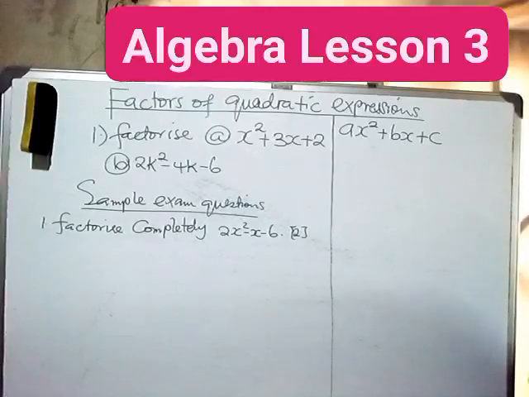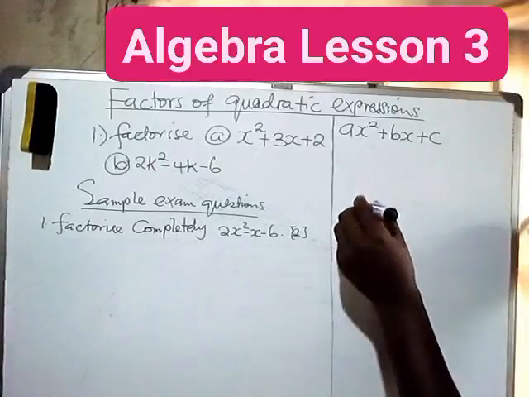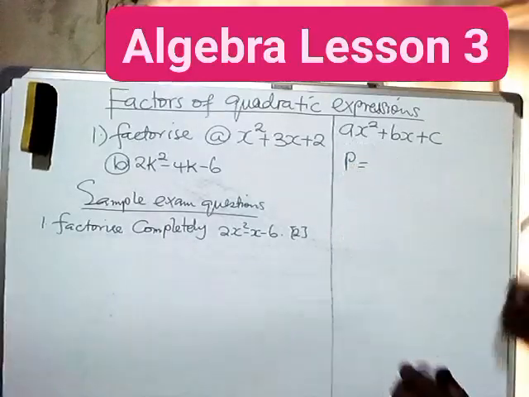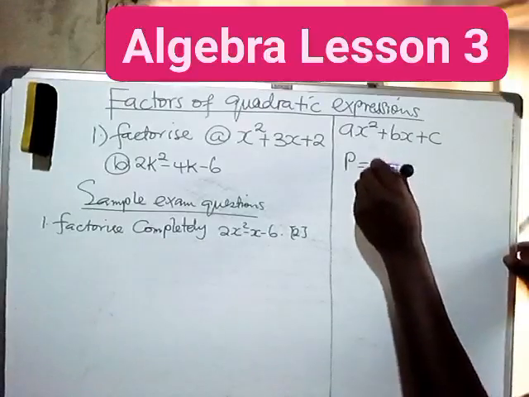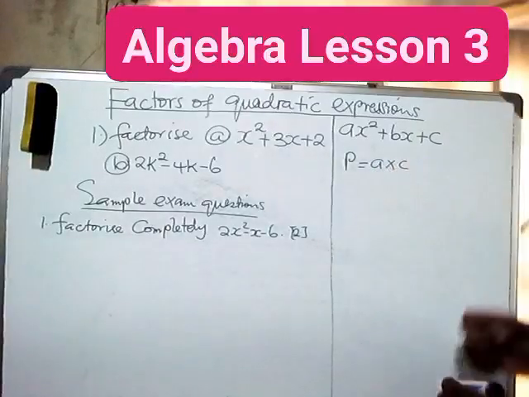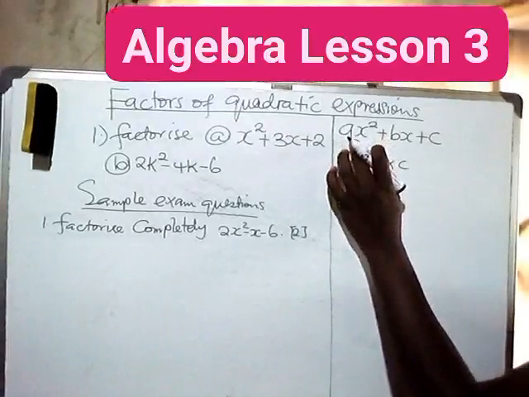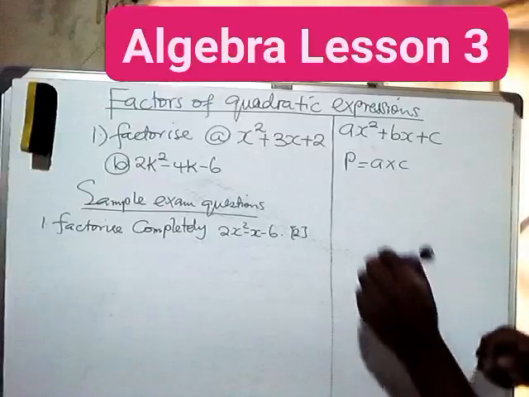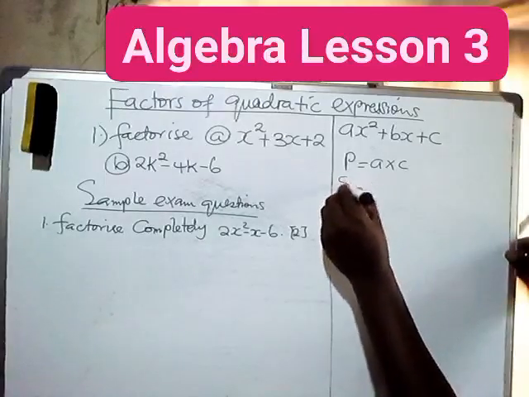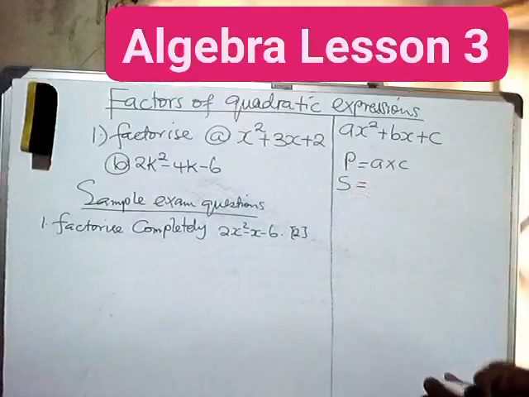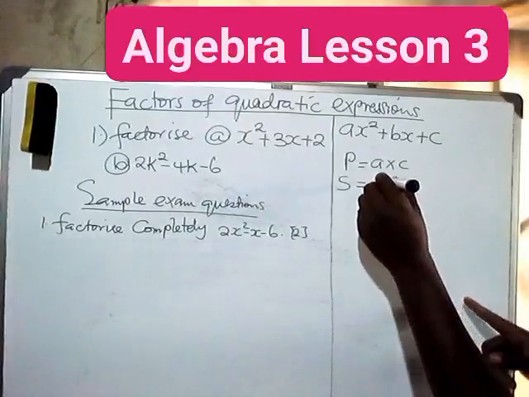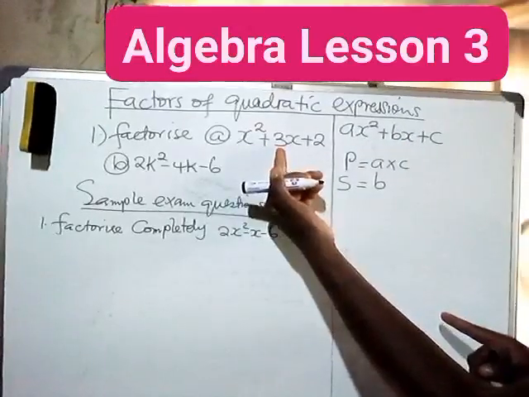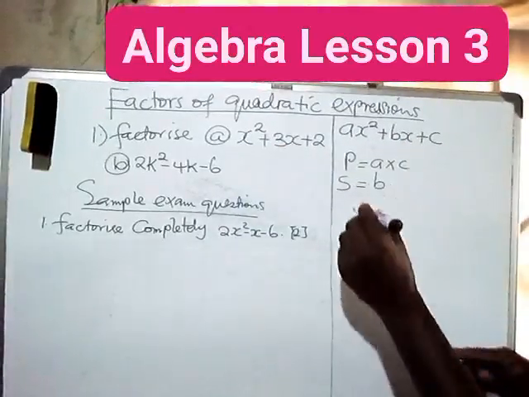So the first step is to find the product. The product is found by multiplying a by c. Whatever number is on a, you multiply it with the constant number c. Then we also have what we call the sum. The sum is the value of b. For the example here on question number A, the b is 3, so you write that one.